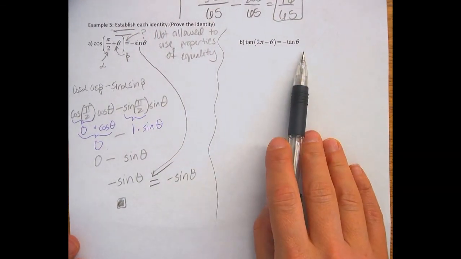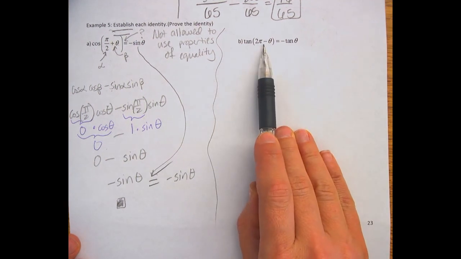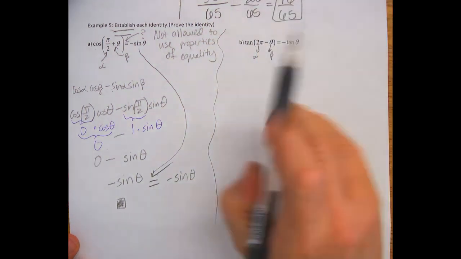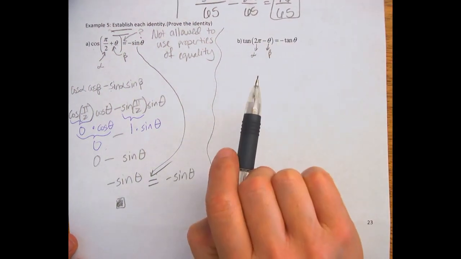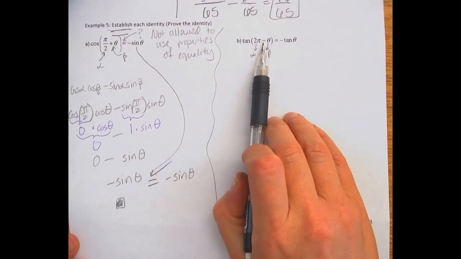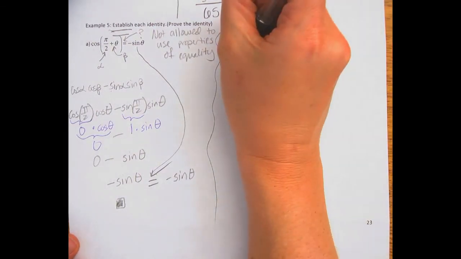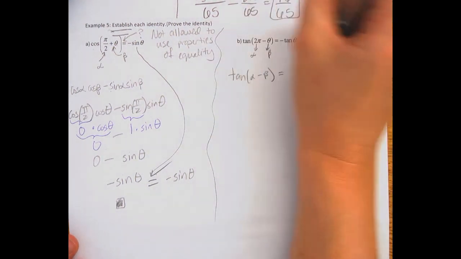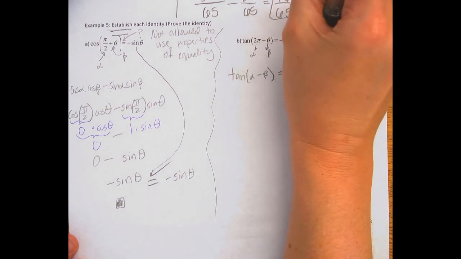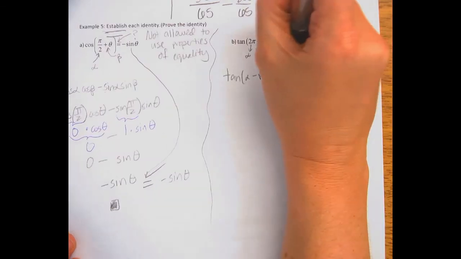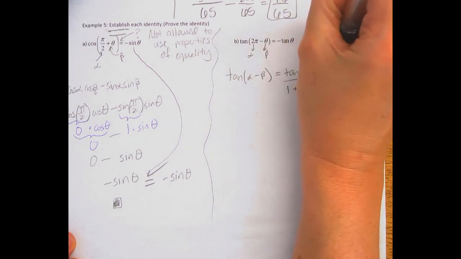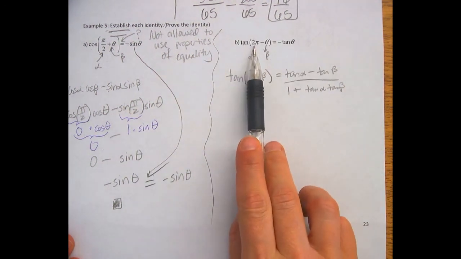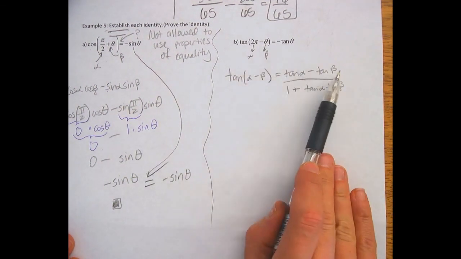Similar process over here, except now it's a difference of angles. 2 pi would be my alpha, and then theta would be my beta. And I'm evaluating tangent of those angles. So I will use a difference identity for tangent. And so really quick, I'll just write what that was. So tan of alpha minus beta is equal to tan alpha minus tan beta all over 1 plus tan alpha tan beta. So I will use 2 pi in place of alpha and theta in place of beta.